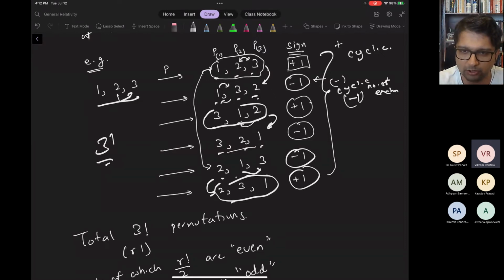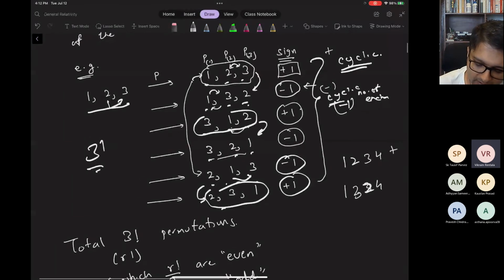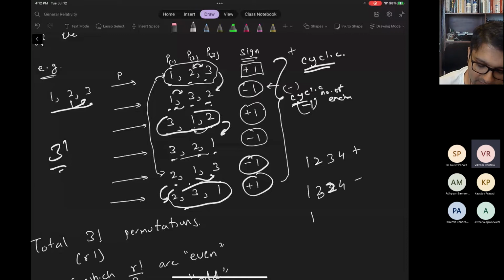When you go to higher numbers of objects, you don't really talk about cyclic and anti-cyclic, because there are other combinations which you can obtain which are neither cyclic nor anti-cyclic. For example, if I take 1, 2, 3, 4, anti-cyclic, well, what do we mean by anti-cyclic? Really what we mean is that we should perform an odd number of exchanges. So if I do 1, 2, 3, 4 and exchange first 2, 3, I'll get 1, 3, 2, 4. This will be a plus sign, and this will have a minus sign. And if I do another exchange, I get, for example, 1, 3, 4, 2. This is also a plus sign.